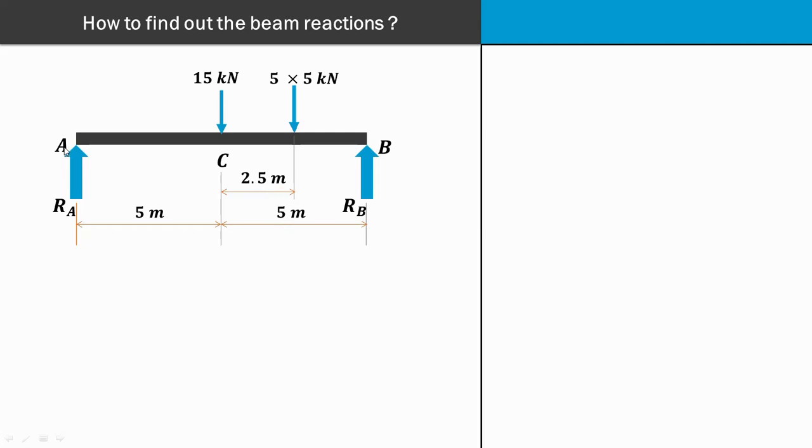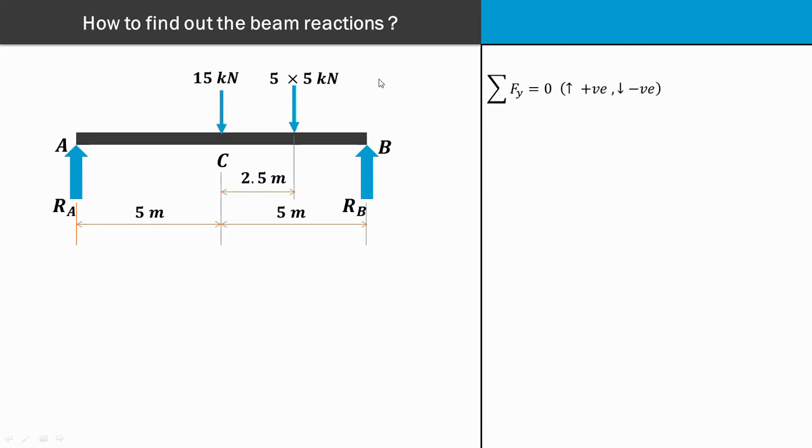So now we are having reactions at A and B, that is RA and RB respectively, and now this is point load of 15 kilonewton and this is uniformly distributed load which we have converted into point load of 5 into 5, that is 25 kilonewton. Now we'll apply the conditions of equilibrium.